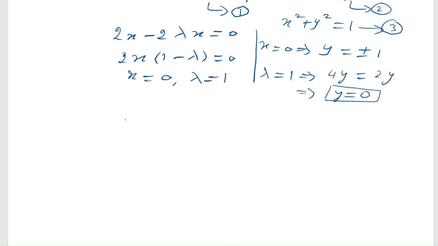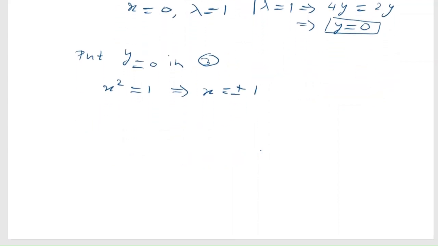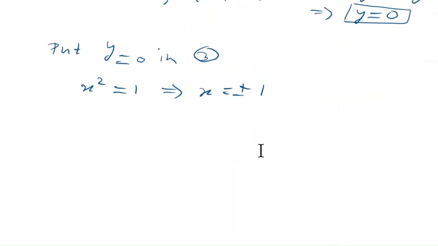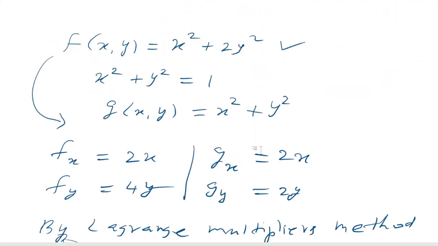And substituting y equal to 0 in equation 3. So 3 implies x square plus 0 equal to 1. So x square equal to 1, which implies x equal to plus or minus 1. So f has possible extreme values at the points.